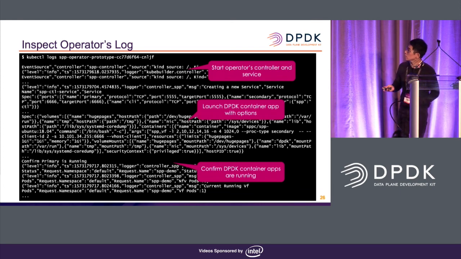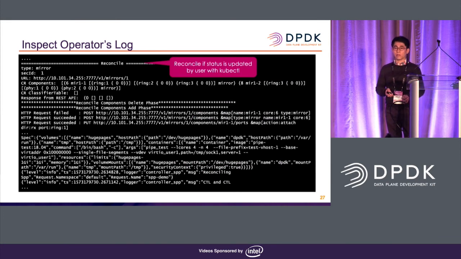And it is described in detail, briefly. The controller starts the operator itself, launches the DPDK container application, and confirms the DPDK application is running properly as defined in the controller. And when the state of the application changes, the reconciliation process runs automatically. And we can inspect this behavior by inspecting the log.